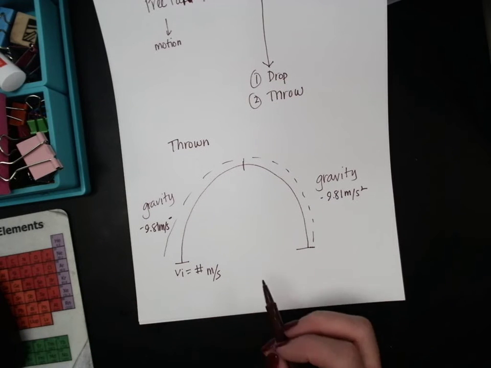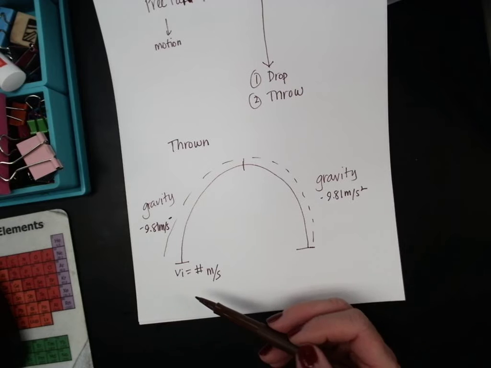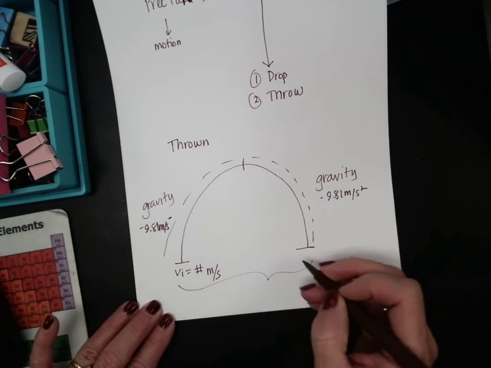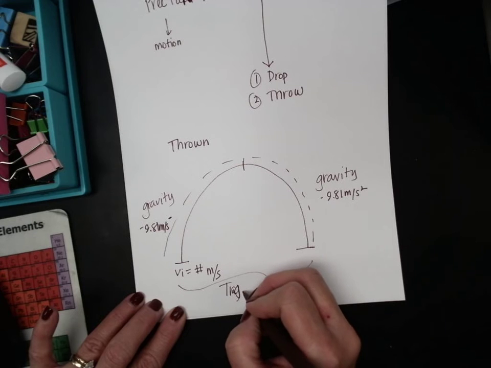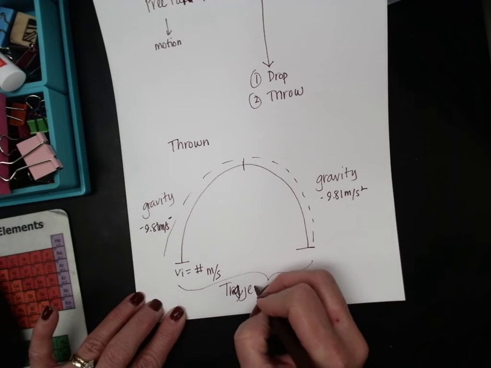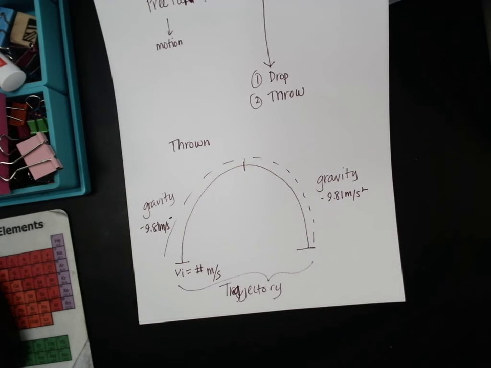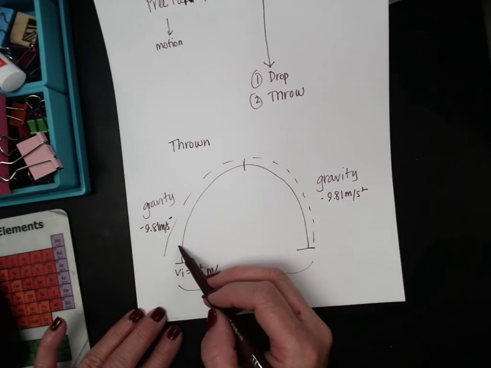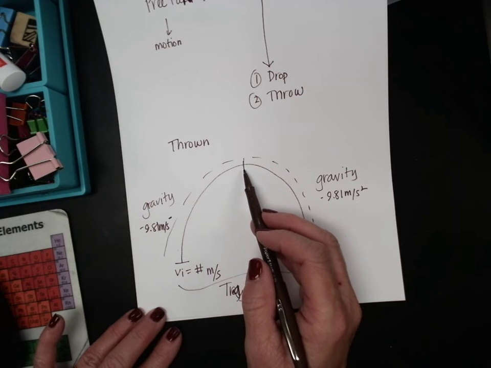Now, if I think about this velocity, and this is true with anything that's moving through the air, that's following a path, we're going to call this path a trajectory. So this whole path is called a trajectory. When this object gets to the top of its trajectory, it has been acted upon by gravity enough that it almost stops for a split second.